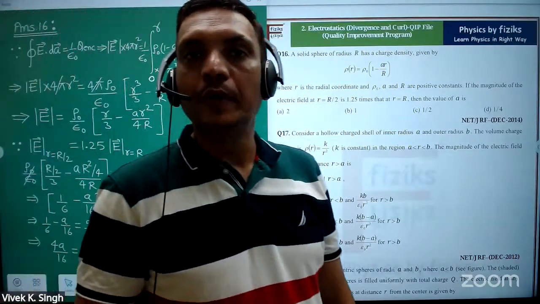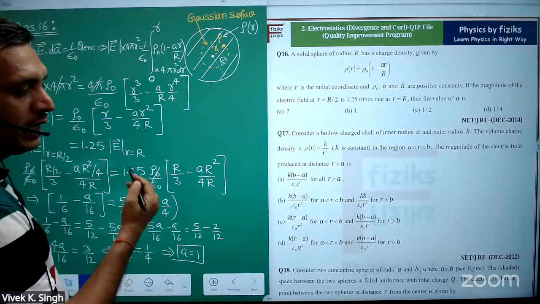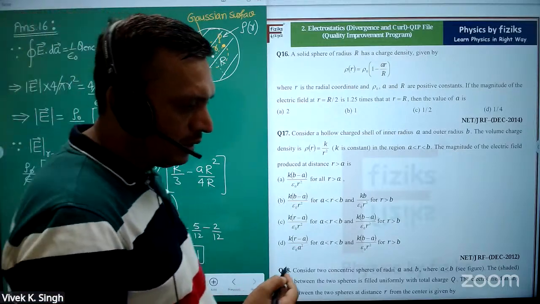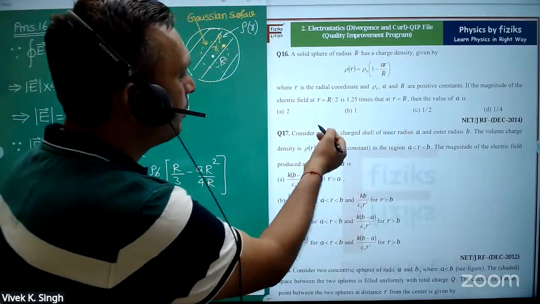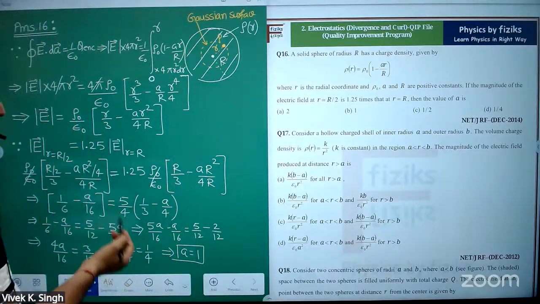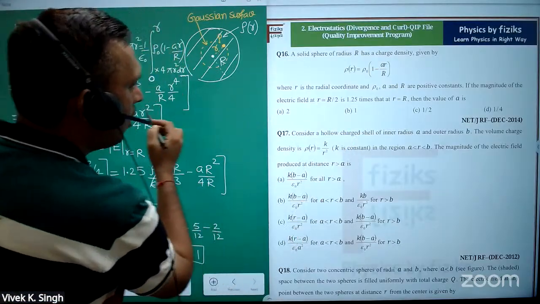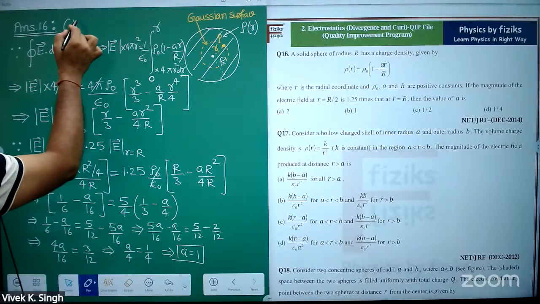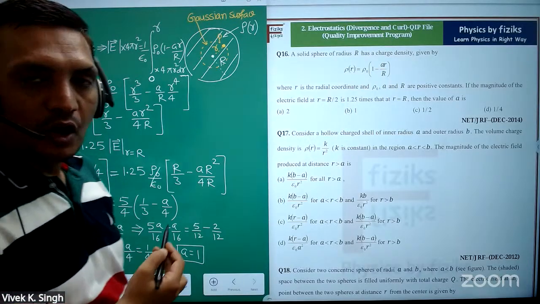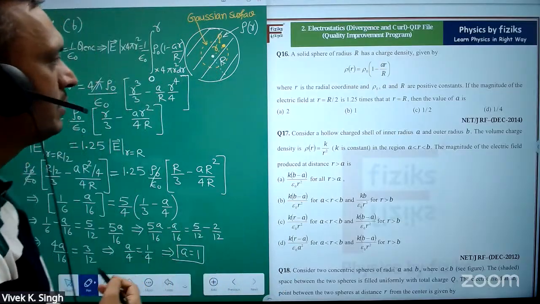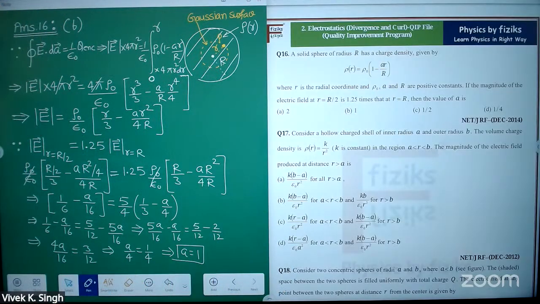If you know how to find the electric field in spherical symmetry using Gauss law, then from the given condition, you can just check the value. So option B is correct. So here option B is correct. Let's check it. Note it down.